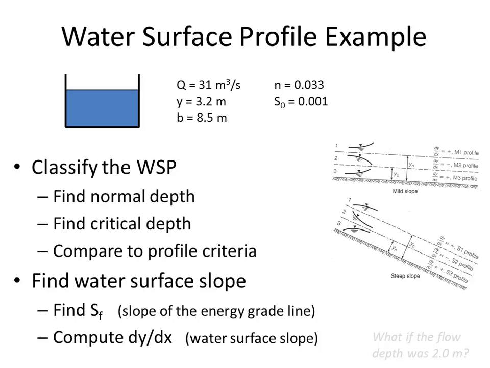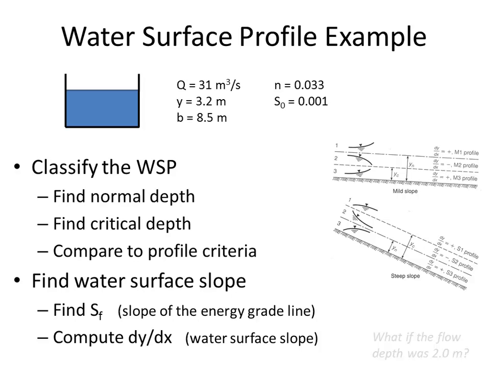Where we're interested, the depth is told in the problem statement to be 3.2 meters. We know from our Excel calculation that the normal depth is 2.717. The critical depth is going to be flow per unit width, so 31 cubic meters per second divided by the 8.5 meter wide channel, squared, divided by 9.81 meters per second squared, to the 1/3 power. And so y sub c is 1.107 meters.